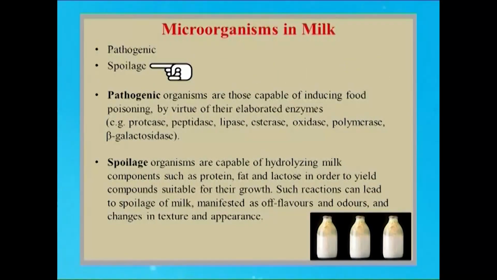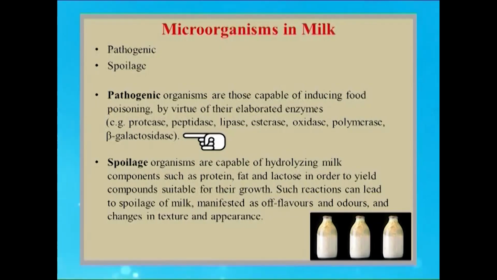Coming on to the microorganisms that are present in milk. The microorganisms present in milk can be of two types. They can be spoilage bacteria or they can be pathogenic bacteria. What is the difference between the two? Pathogenic bacteria are those which are capable of inducing food poisoning. Therefore, pathogenic means they can cause disease. This disease-causing capacity is there because they have certain enzymes like peptidase, lipase, esterase, polymerase, beta-galactosidase.